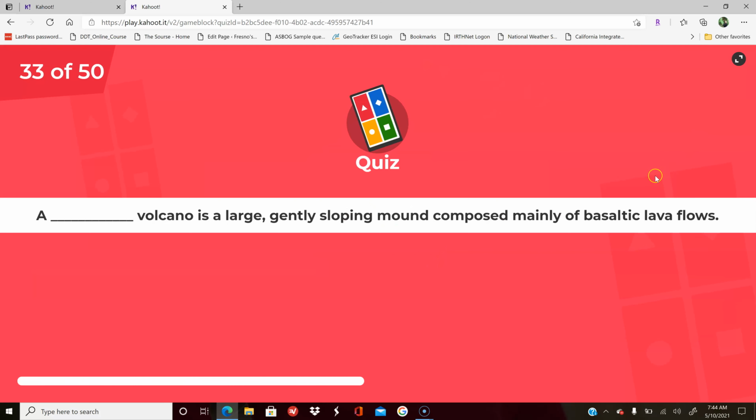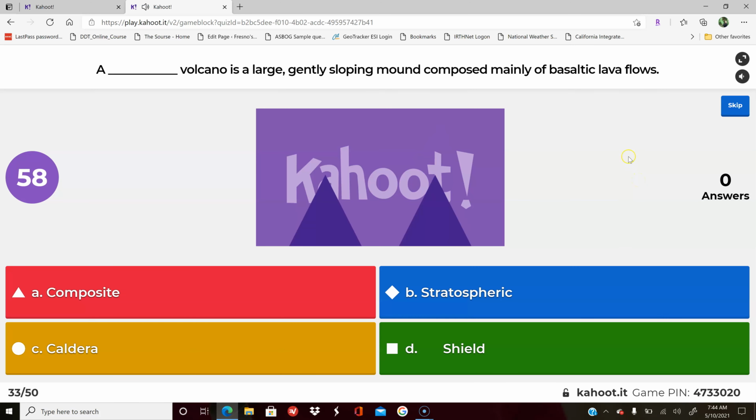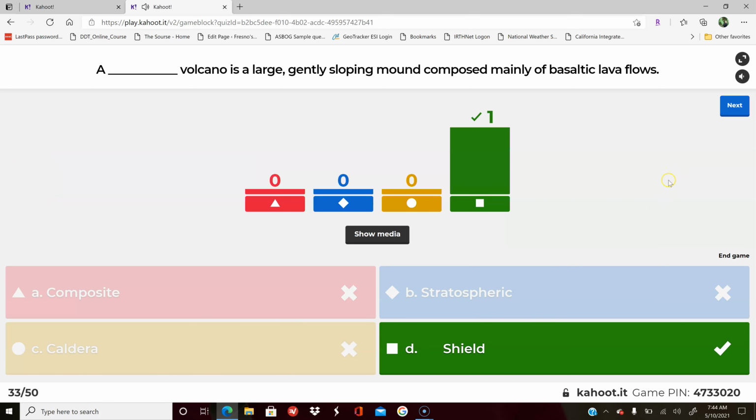A blank volcano is a large, gentle sloping mound composed mainly of basaltic lava flows. Is this a composite volcano, a stratospheric volcano, a caldera, or a shield volcano? These are your shield volcanoes. They're large, gentle sloping, and they have mostly basaltic material.